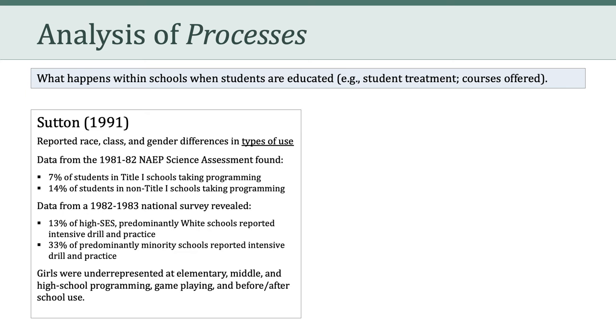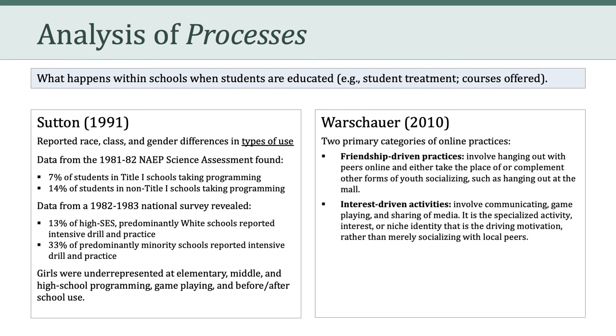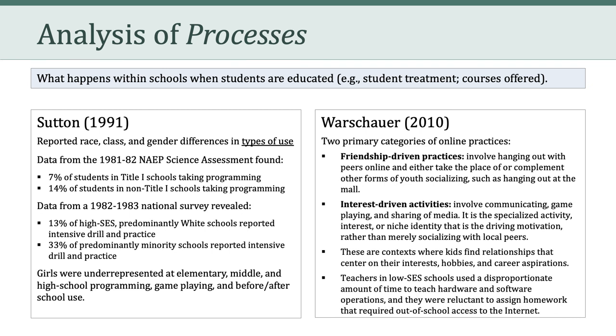In addition, Sutton reported that girls were underrepresented at elementary, middle, and high school programming, at game playing, and before and after school use of computers. In contrast, nearly 30 years later, Warshauer reported that there are now 2 primary categories of online practices: friendship-driven practices involving hanging out with peers online, or interest-driven activities involving communicating, game playing, and sharing of media. And Warshauer also reported that teachers in low SES schools used a disproportionate amount of time to teach hardware and software operations, and they were reluctant to sign homework that required out-of-school access to the internet. So again, we're seeing progress, but we're still seeing differential processes when it comes to what happens with technology and how this influences how students are educated.